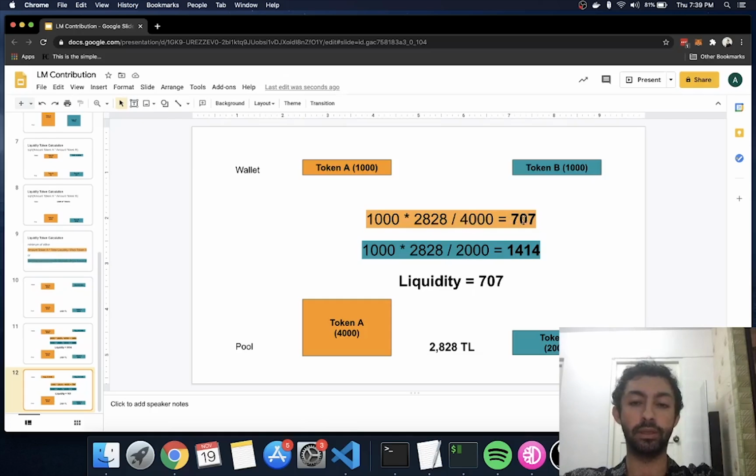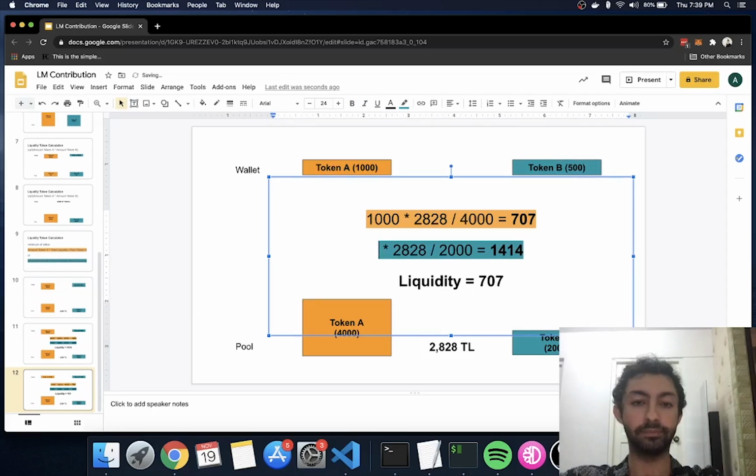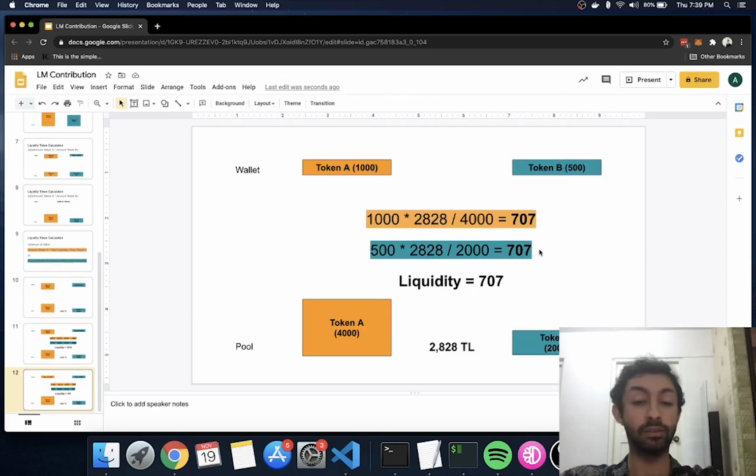So I want to describe a scenario where you don't put in the correct ratio. Say you come in and you just put in 1,000 token A, 1,000 token B. You can do this, but you'll be losing money, because what happens in this case is that, say here, we're putting in 1,000 of token A times the total liquidity divided by 4,000. You will get 707, and then for token B, you're putting in 1,000 times 2,828 divided by 2,000. You're getting 1,414, and so we look at these two values here, and we give you the minimum. So you end up getting only 707. Well, this user here ends up only getting 707 LP tokens, which means that they wasted money here.